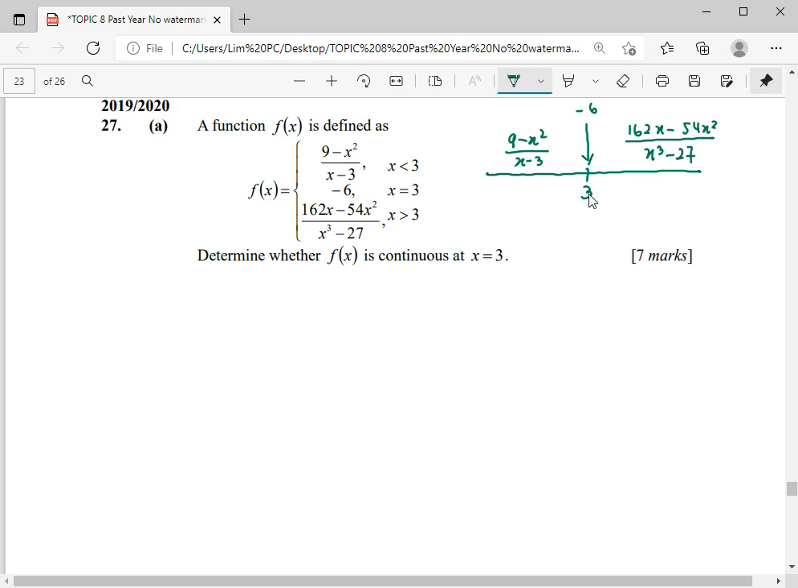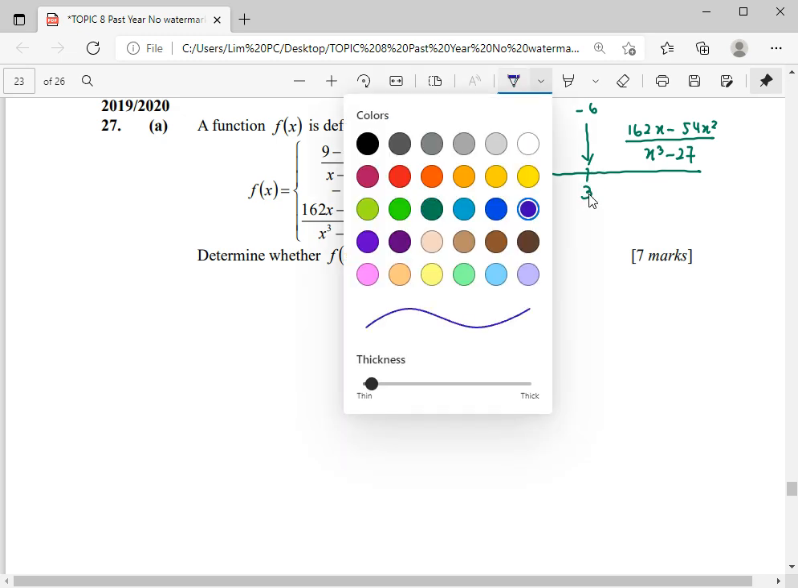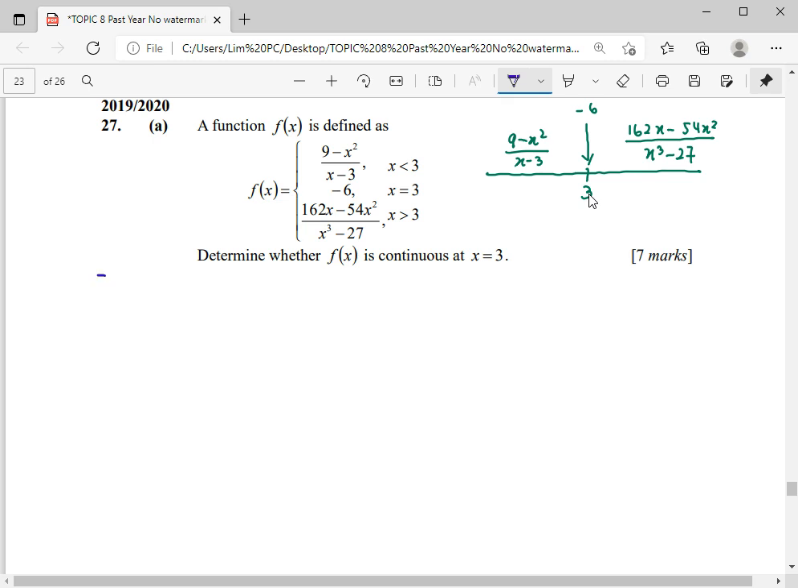Okay, so we have to prove it step by step. For the first condition, where we want to check the continuity at x equals 3, we have to make sure the function at the value of 3 has a point or not. Does it have a coordinate or not? Yes, it has a coordinate, negative 6. That means the point is defined. The coordinate for f(3) is defined. So when it is defined, we write out our value, negative 6.